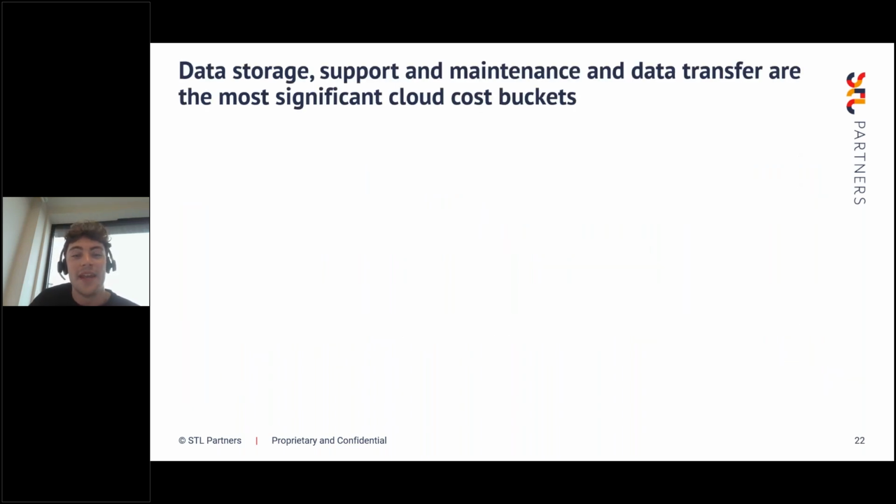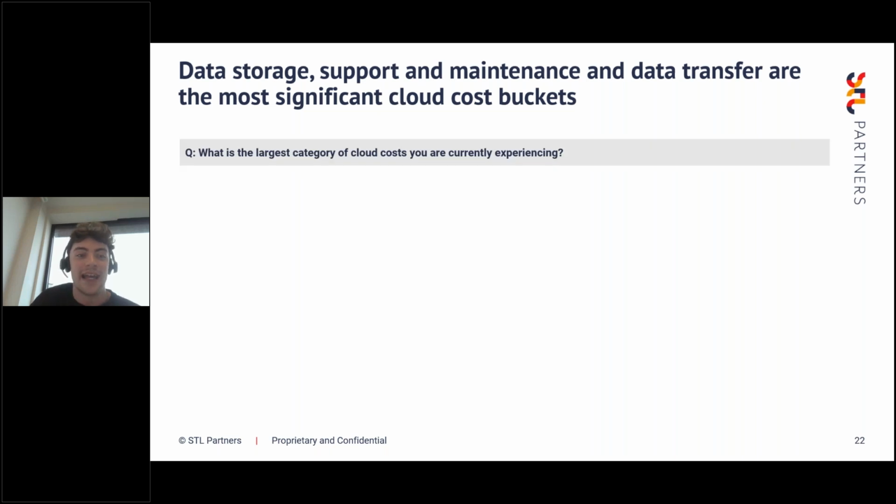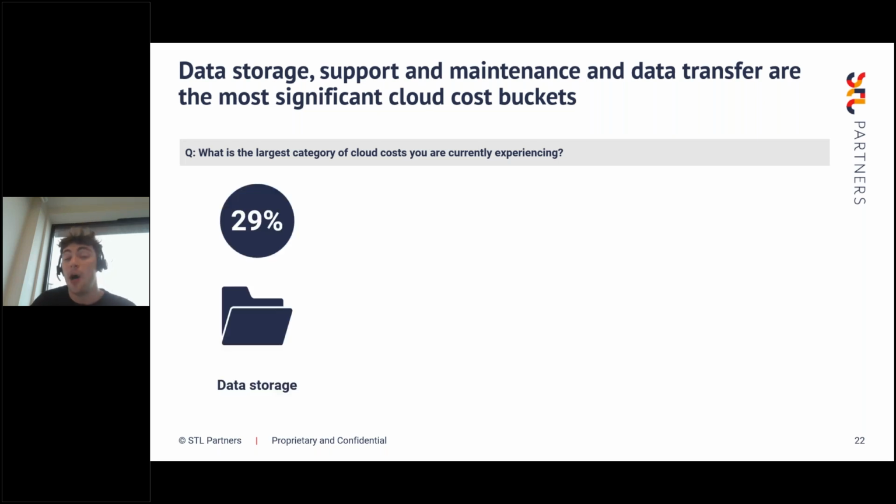29% of enterprises selected this. And this is, again, the idea of growing volumes of data and growing storage capacity requirements, coupled with increasing regulation requirements. For example, the General Data Protection Regulation is now mandating the retention and secure storage of data for longer time periods, which incurs a greater charge.